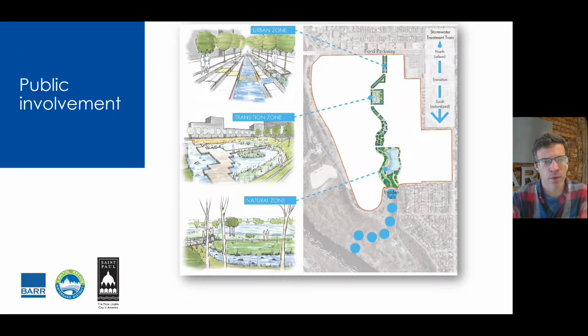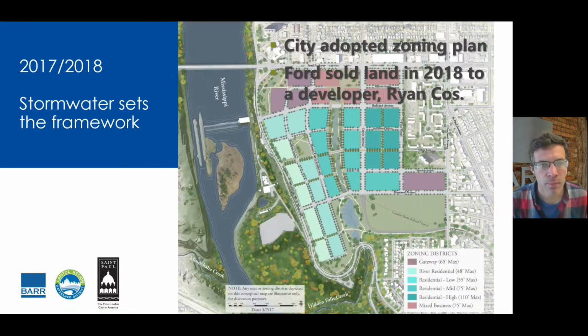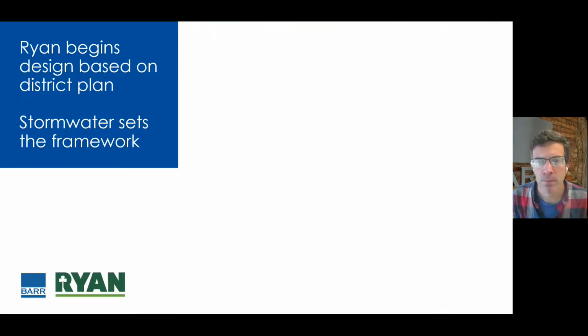So we came up with some initial renderings, showed that to the public, showed our analysis to the public and to City Council. And in 2017, the city adopted the Stormwater Master Plan into their zoning plan for the site. Ford eventually sold the land to a developer, and we were then hired by the developer to help realize the vision, working with the city and the Capital Region Watershed District, who had funded the previous studies. So in 2018, we started working on actually designing that plan.